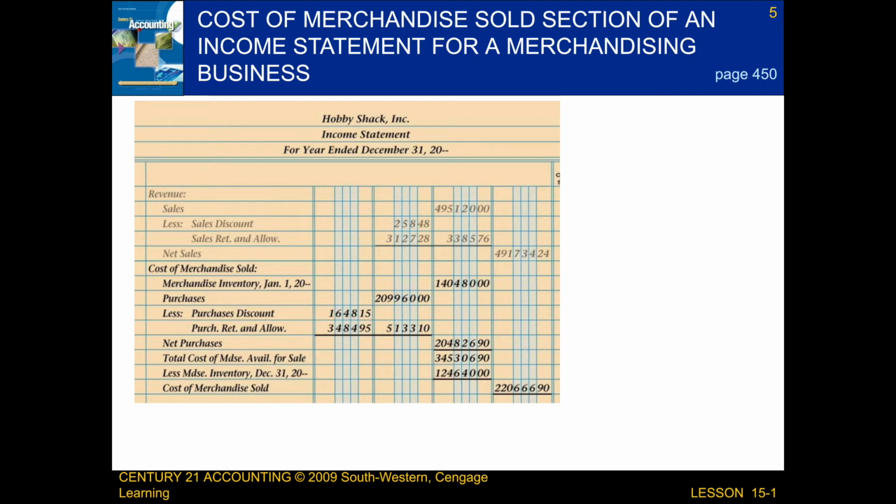Alright, next we're going to be talking about the cost of merchandise sold section of an income statement for a merchandising business that is organized as a corporation. So what we're looking at here is the cost of merchandise sold section of an income statement for a merchandising business that is organized as a corporation. And the different numbers are showing us the different parts to this cost of merchandise sold section on this income statement. So number 1 is showing us the cost of merchandise sold section.